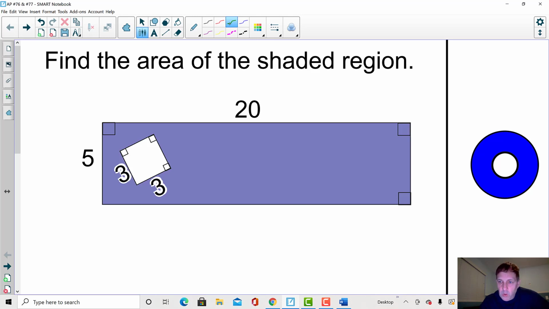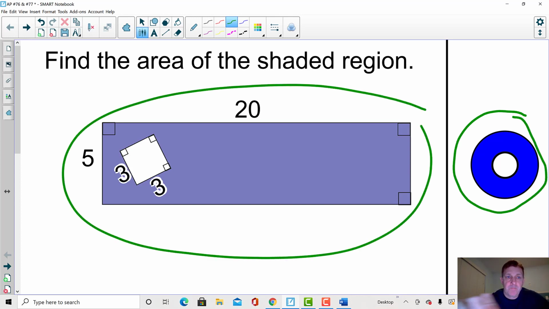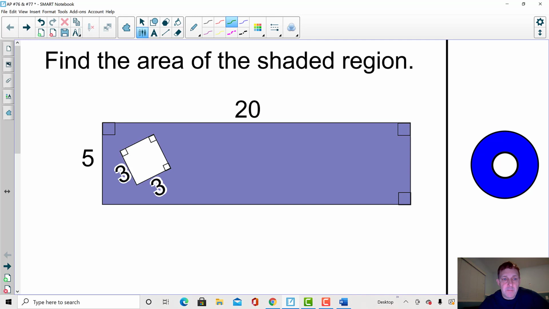Okay, today we're going to be doing the washer method. To figure out the area of a washer, we're first going to look at this area over here. If I wanted to find the area of the purple shaded region, that means I don't want the area of this box right here. So I'm going to want to subtract that out.